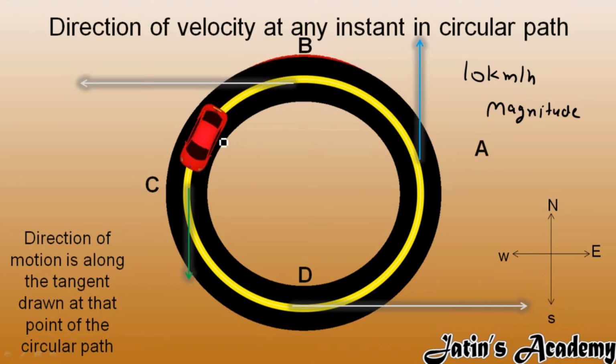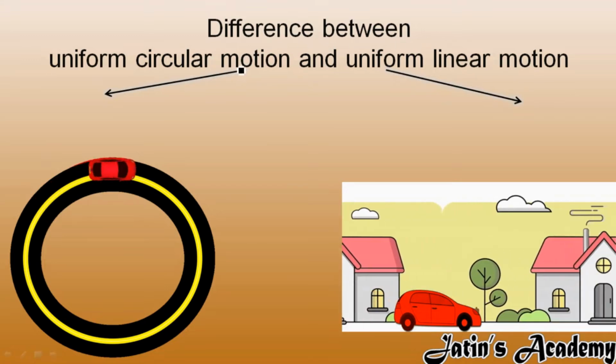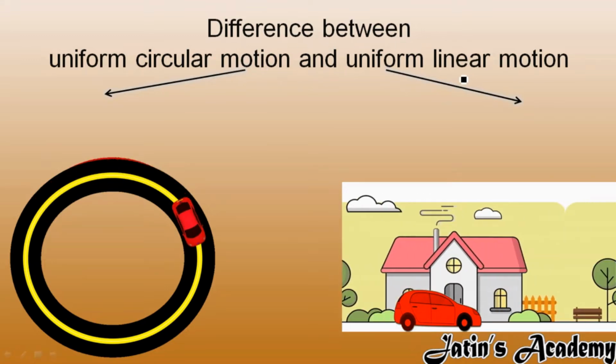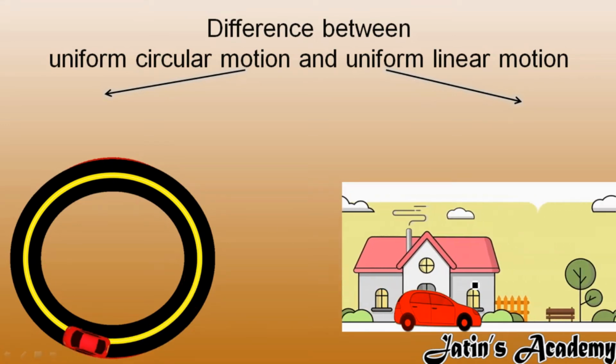But at each and every point the direction of motion keeps on changing. At A point north, at B point we got west, at C point south, and D point east. So here it is concluded that magnitude in a uniform circular motion is constant, but direction keeps on changing. Now let's see the difference between the uniform circular motion and uniform linear motion. So here we have a uniform circular motion and here we have a uniform linear motion.